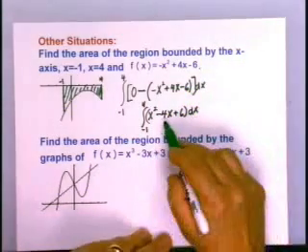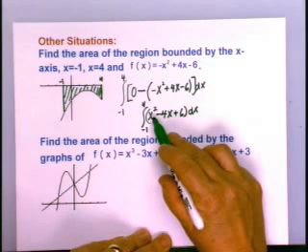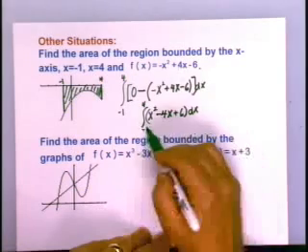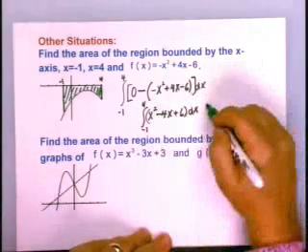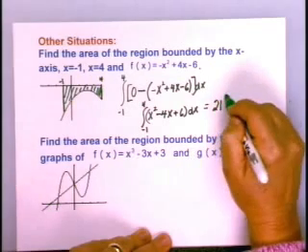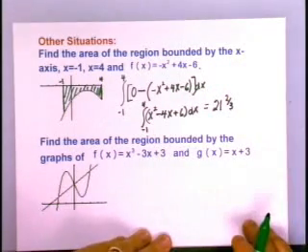If you want to complete this integration using the calculator, I would recommend math number 9. Type in this function, the variable x, the lower limit negative 1, the upper limit 4, to obtain the answer, which is 21 2/3. Or you can integrate by hand.